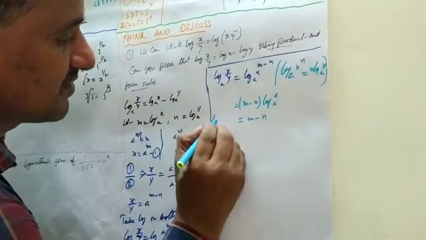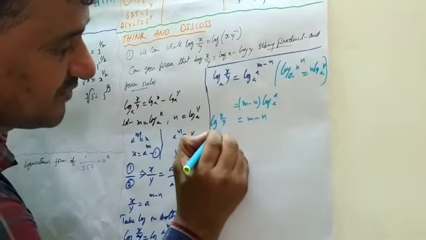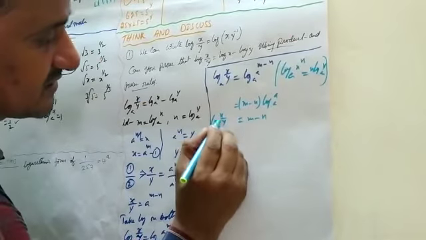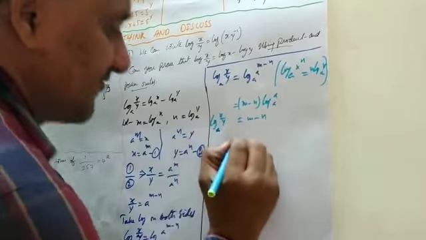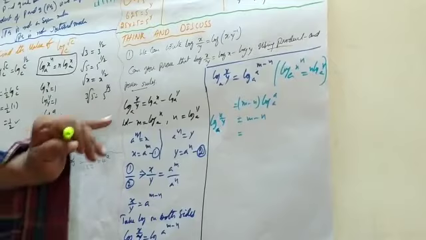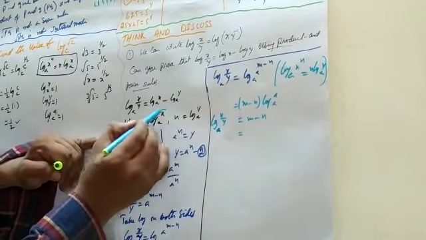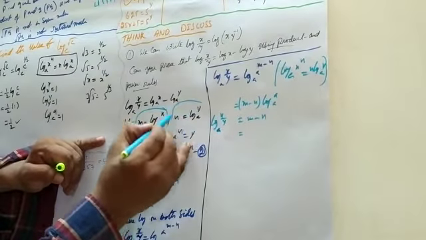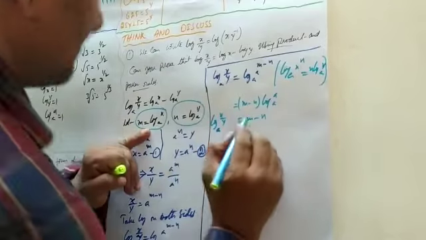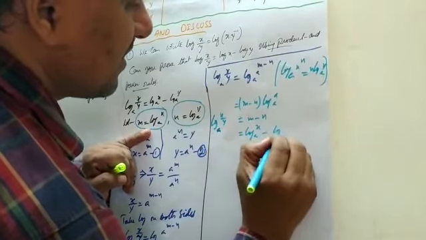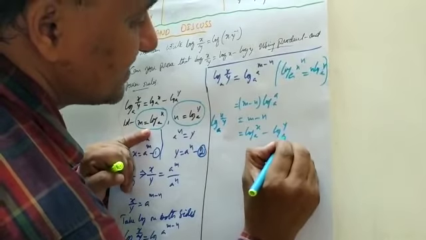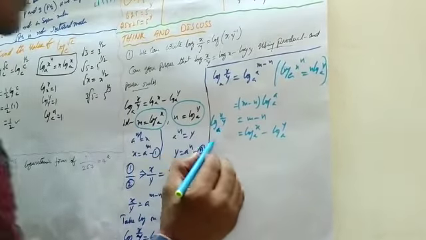What is the log x by y base a? That means what is the m value? Already well known to you. Here is the m value, and this is the n value. Therefore log x base a minus log y base a. This is the coefficient.